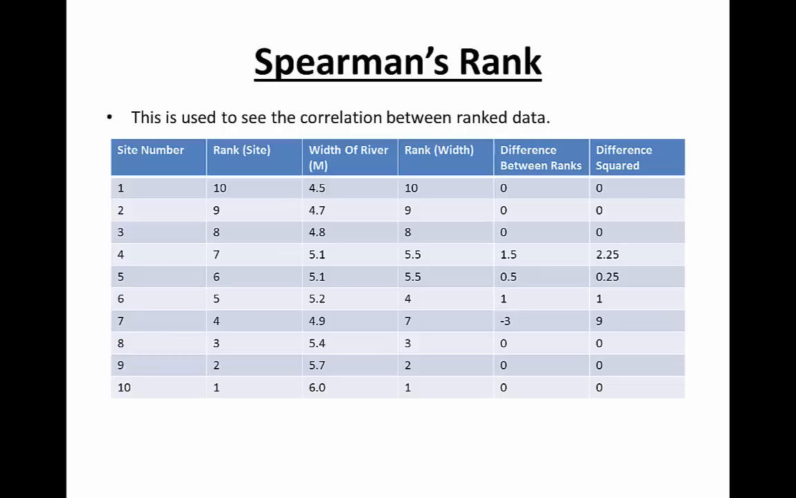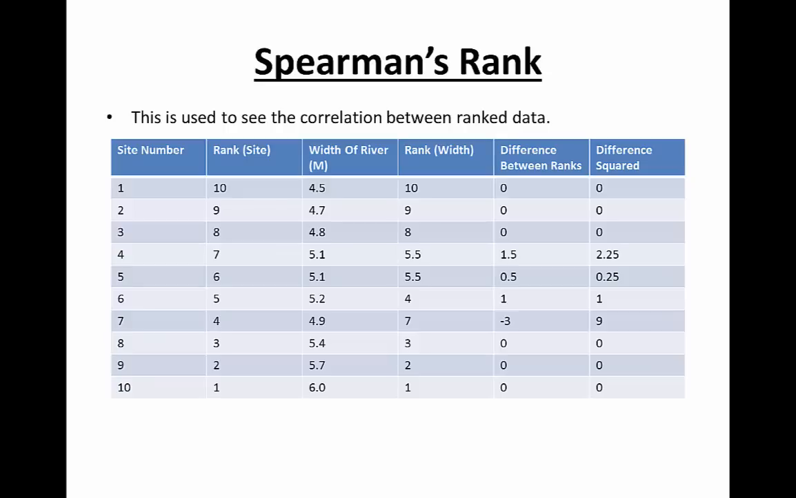Then we have to do the same with the width of the river, and therefore we take 6, which is the largest variable, and rank that as number 1, and then keep on ranking all the way down to 4.5, which is the smallest value in our set of variables, which is then 10. We then have to find the difference between both of these ranks. So it's literally the first rank minus the second rank, which is 0 for the first part, and for example, if we do 7 minus 5.5, we get 1.5, and we keep subtracting all the way down.